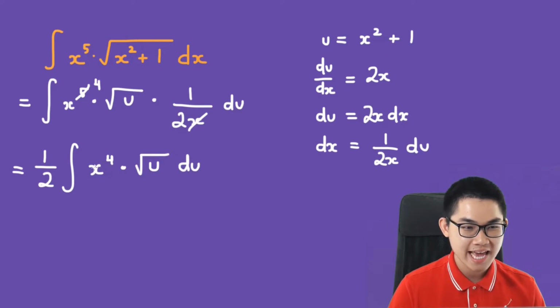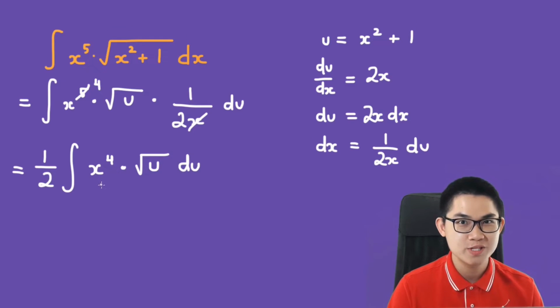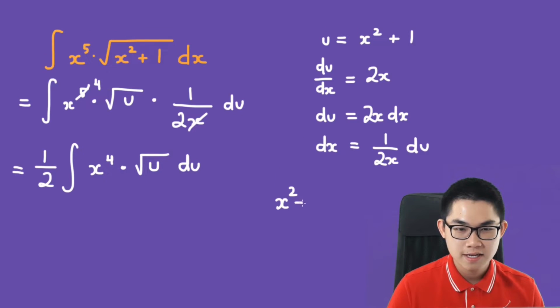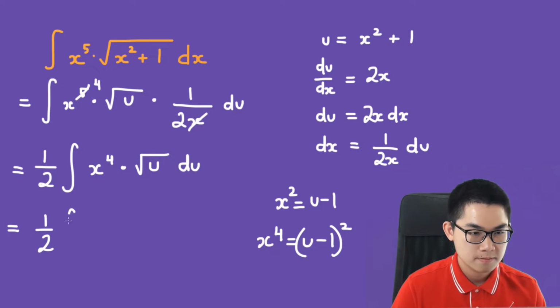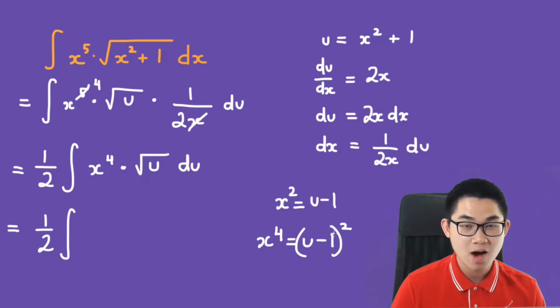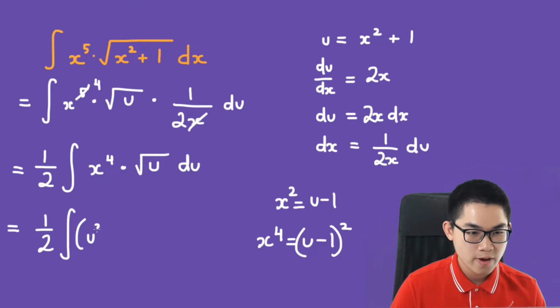We want to turn the x to the power of 4 into a u somehow. Right? So if you look at this, we have u is equal to x squared plus 1. So x squared is u minus 1. And x to the power of 4 is u minus 1 to the power of 2. So u minus 1 to the power of 2 is what? It's u squared minus 2u plus 1, times u to the power of 1 over 2 du.